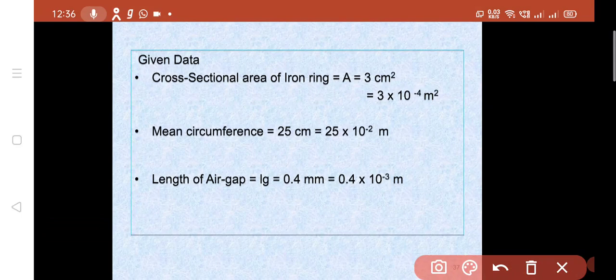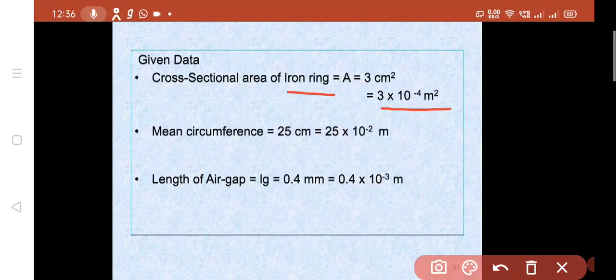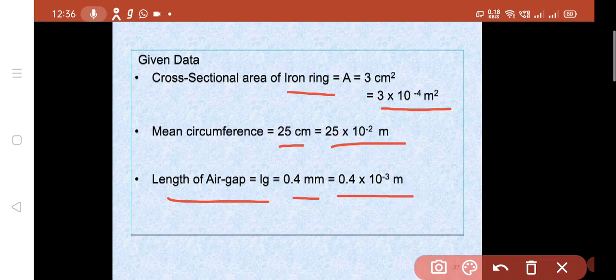Okay, given data. The sectional area of the iron ring A is 3 centimeters square, which we convert to meters: 3 into 10 to the power of minus 4. Next, mean circumference is 25 centimeters, so 25 into 10 to the power of minus 2 meters. The length of the air gap Lg is 0.4 mm, converted to 0.4 into 10 to the power of minus 3 meters.